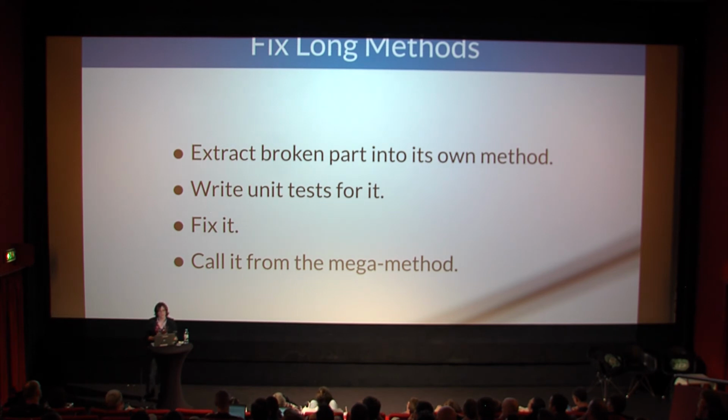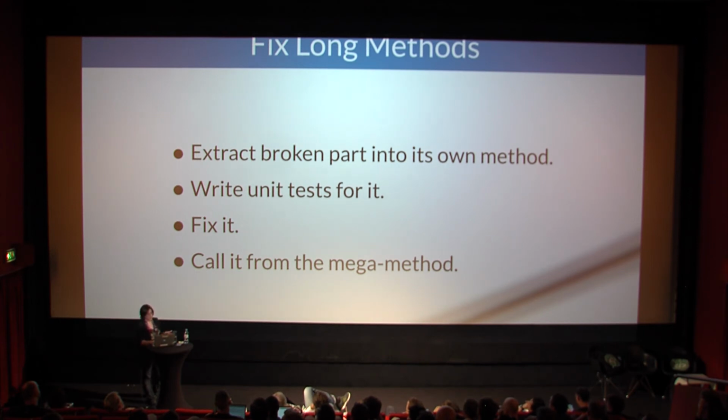Then you take the broken part and you extract it into its own method. I'll show you an example of how that works. When you extract the broken part into its own method, which you then call from the other method, you write a unit test for that part. You write a test that basically fails, right? Then you fix the bug and now the test passes. So now you have unit tests for something that is rather small, and you know that this bug will not come back again.